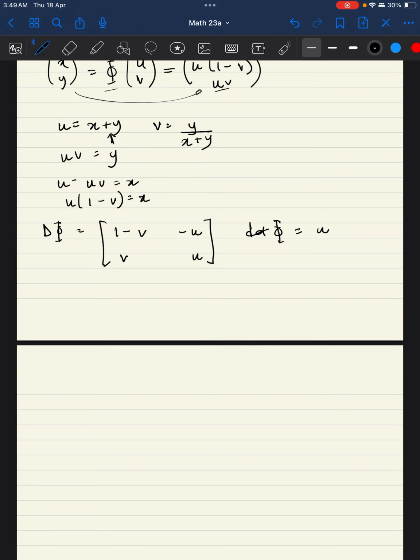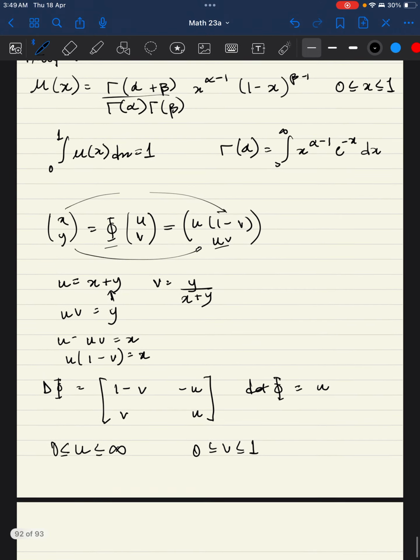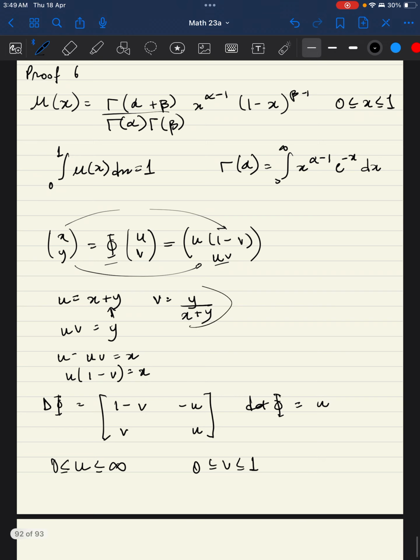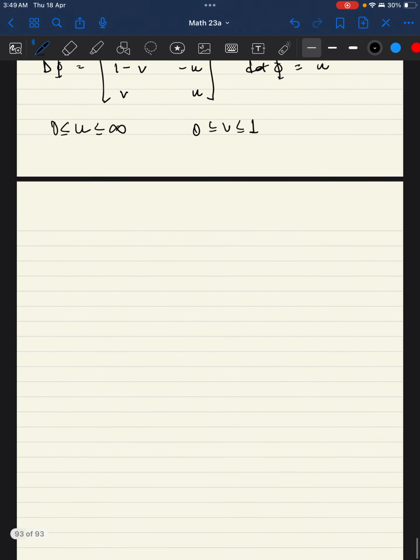Alright, we will now use this. In this case, we know that u ranges from 0 to infinity, and v would then range from 0 to 1. In no case is this going to exceed 1.